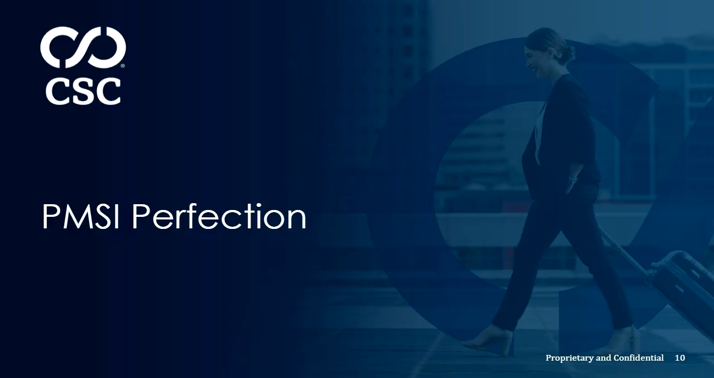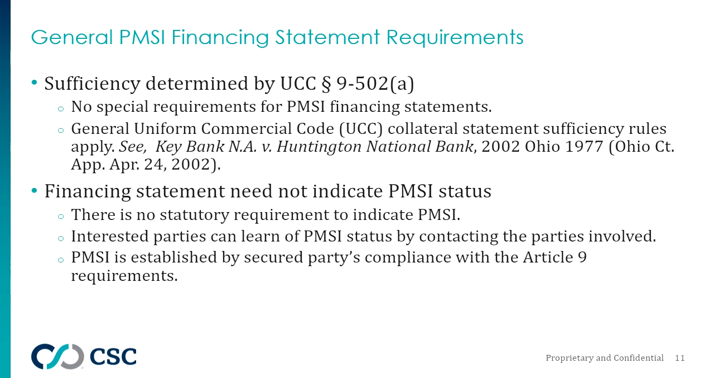Next, let's talk about perfection of a purchase money security interest. I get a lot of questions about this. One thing to bear in mind is that when it comes to preparing the financing statement on a purchase money security interest, the sufficiency of the financing statement is determined by Article 9. And there are no special requirements in there for the financing statement that is filed to perfect a purchase money security interest. In fact, there have been cases on it.